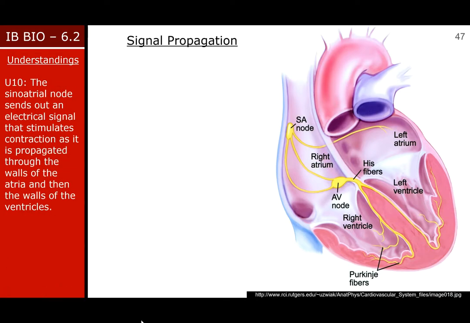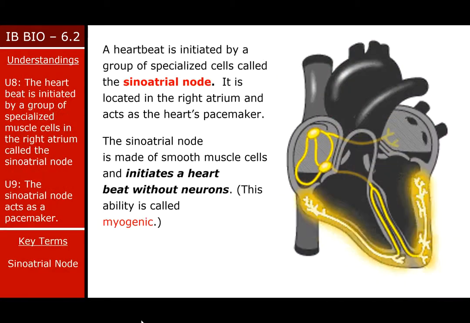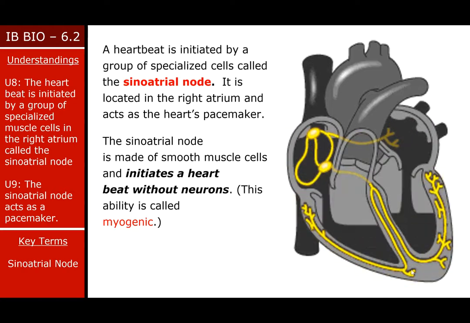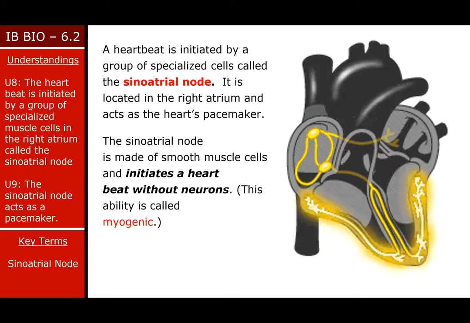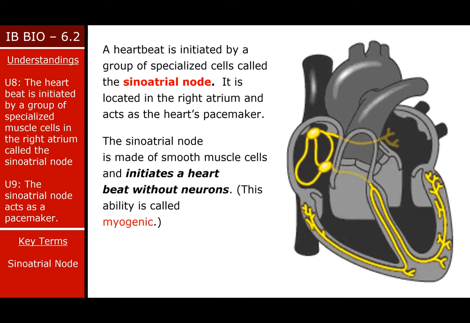So, understanding number 10, the sinoatrial node sends out an electrical signal that stimulates contraction as it's propagated through the walls of the atria and then the walls of the ventricle. So, like I said, it's top down. It starts at the top and works its way down. I'm touching the screen with my finger and I keep forgetting that you can't see me, but yeah, it starts at the top, works its way down.